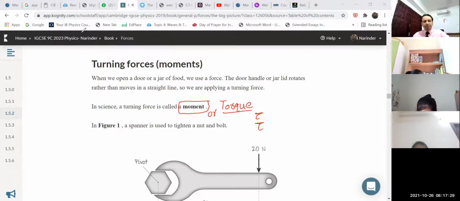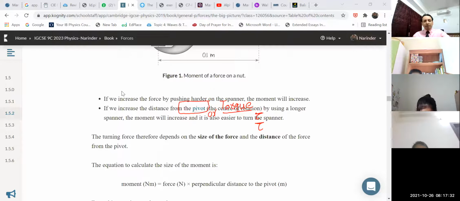Let me move ahead. Now here, children, in understanding this topic of torque or moment, that is the turning effect of force, I want to give you two more important points, children. And what is the point? Just wait a minute.